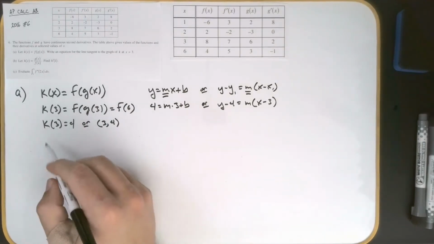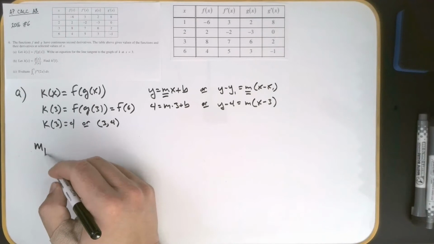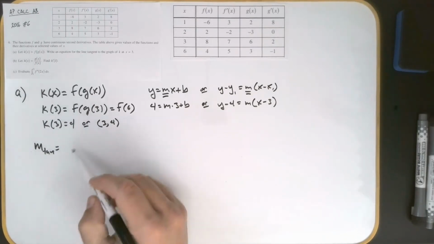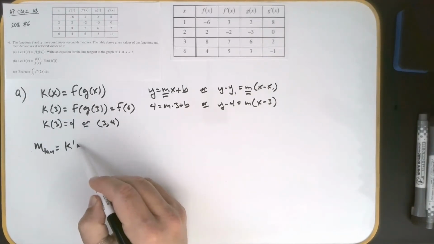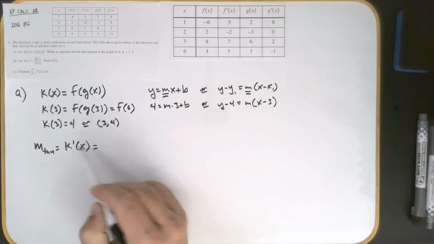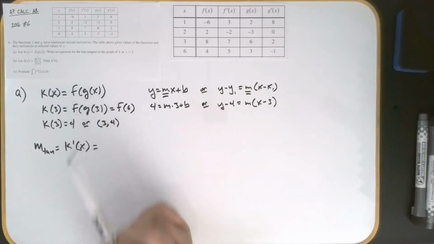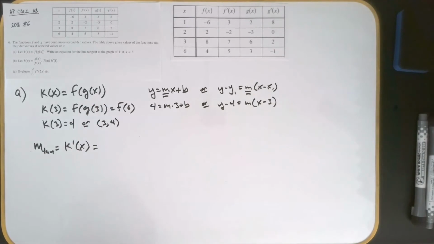Well, now it's time to figure out what our slope is. The slope of the tangent is equal to the derivative. So we're going to have to figure out what is k prime of x. Well, that brings us back to this, and now we have function composition, which really is one of the ways you can define taking a derivative by the chain rule.